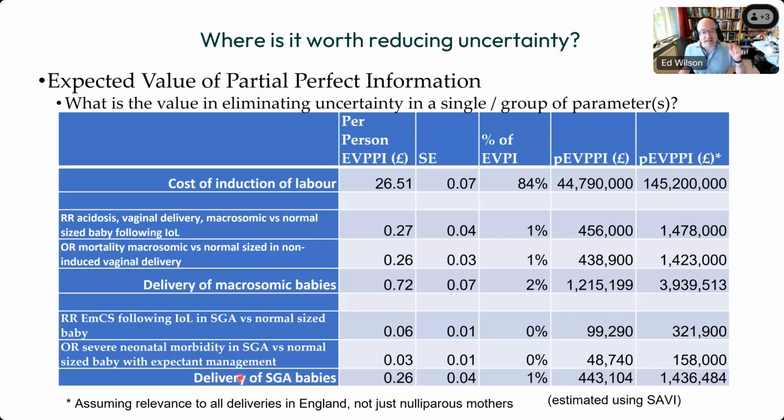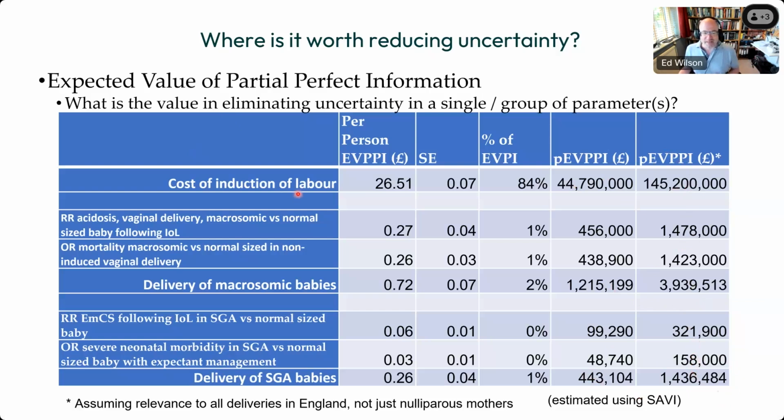And we looked at the value of perfect information for those studies. If you had three studies that would resolve the uncertainty in those, what is the value of that to us? Well, it's about £45 million for the cost of induction of labour, 1.2 million for the macrosomia analyses, and about £500,000 for the small for gestational age babies. If you assume that those numbers apply to all pregnancies in England, then the numbers are correspondingly bigger.